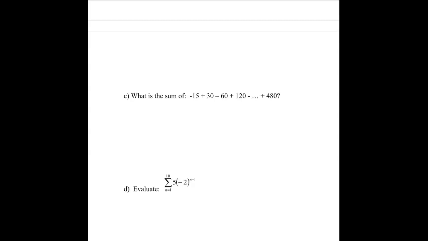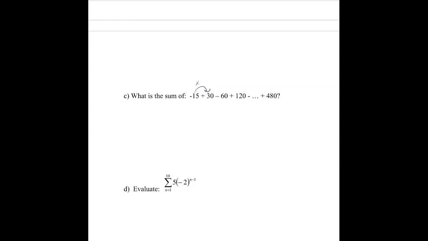Alright, on C it says what is the sum of negative 15, positive 30, negative 60, positive 120, and so on, all the way up to positive 480. Well, again, I'm still going to be trying to see what my r is. Well, from negative to positive, that means I have to be multiplying by at least a negative 1.